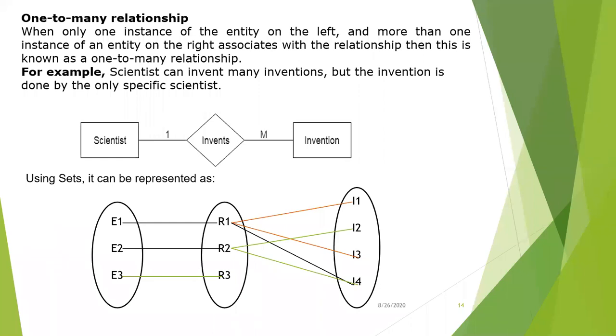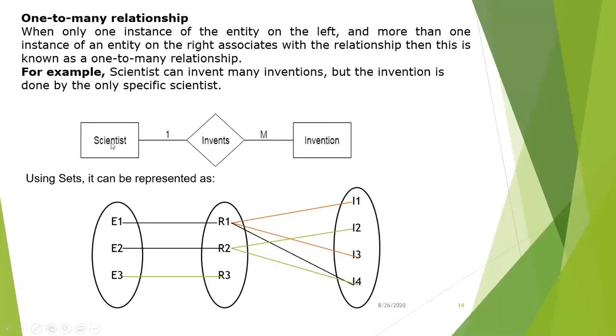Example: here I have given a scientist. A scientist is a single person, and a scientist can invent many inventions. Try to understand, a scientist is a single person who can invent a number of inventions. Another example: a faculty or professor publishes many articles. The professor is single, publishing is the relationship, and there are many articles. Here it is associated with more than one article.